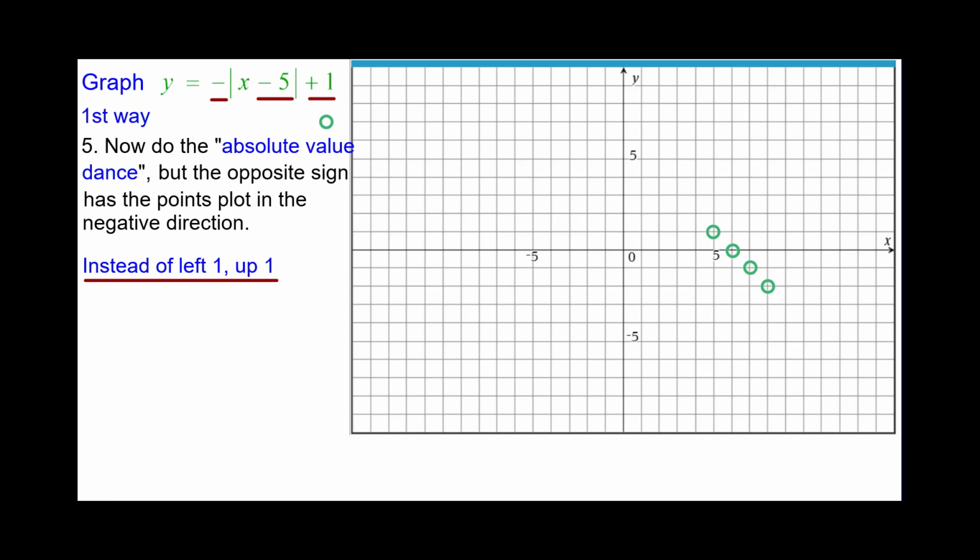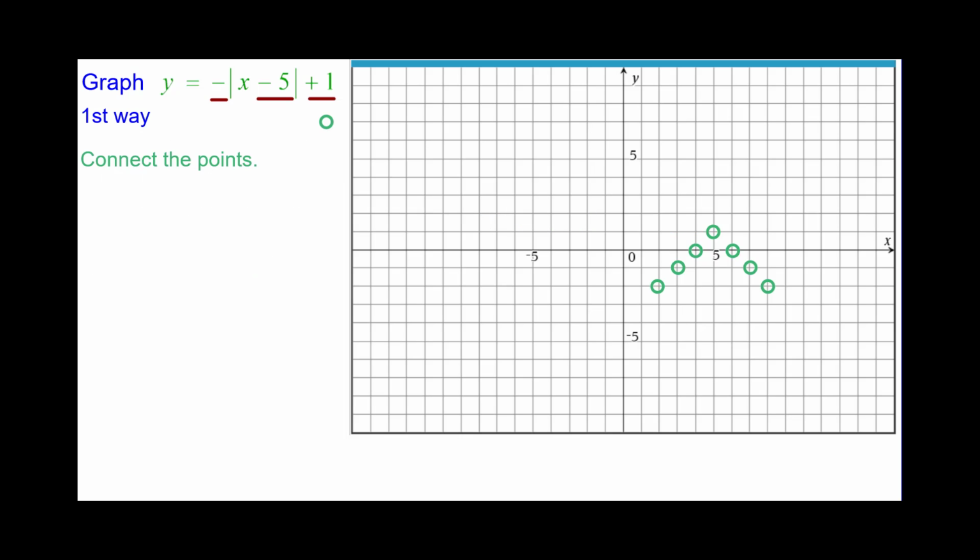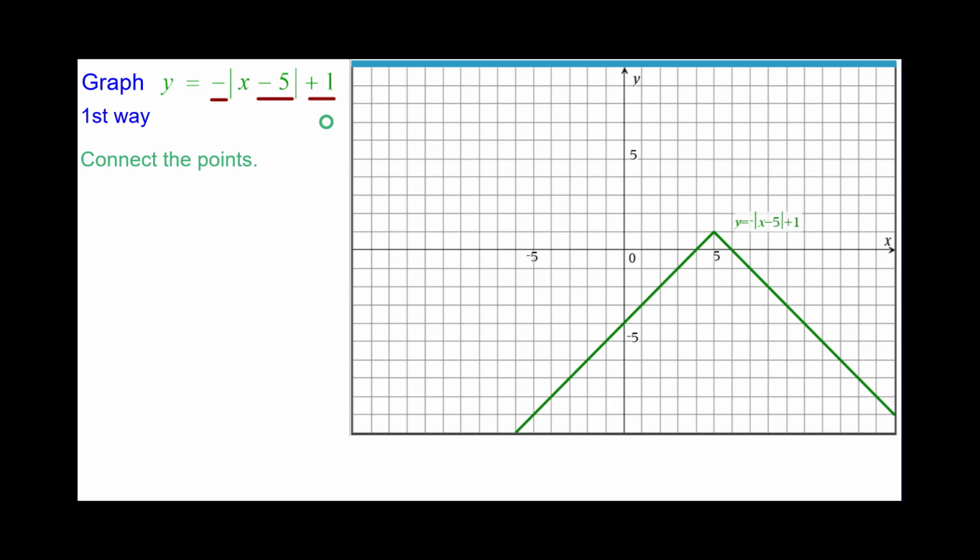Instead of left 1, up 1, it becomes left 1, down 1. Left 2, up 2 becomes left 2, down 2. And left 3, up 3 becomes left 3, down 3. Connect the points to make it look like an absolute value V. You can see it opens downwards.